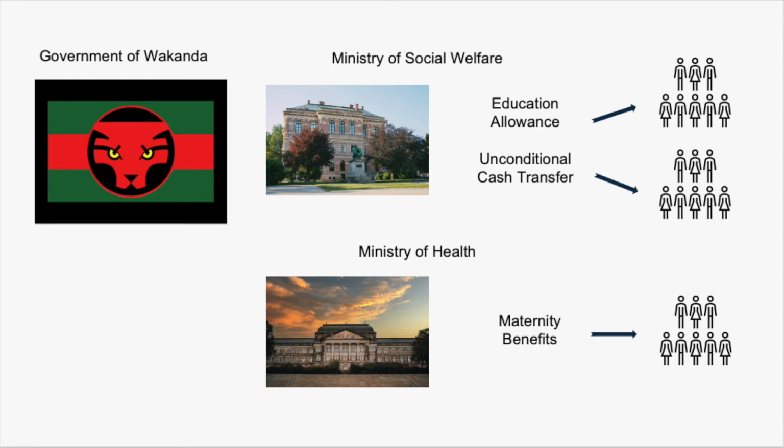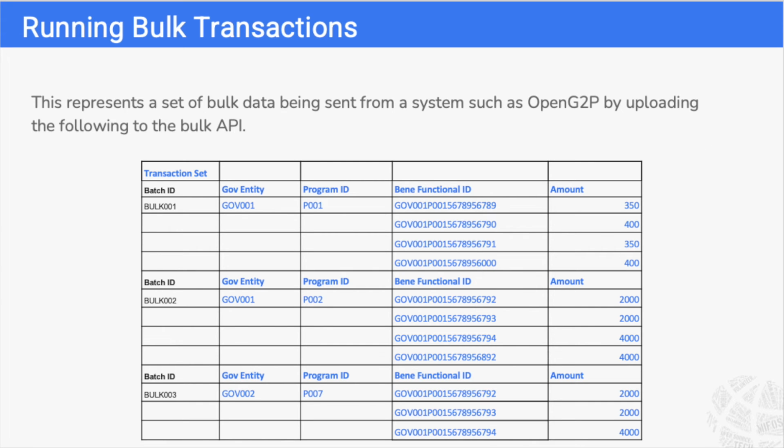When the government of Wakanda needs to make a payment to beneficiaries in its program, the government system will send a bulk list of transactions to the bulk API of the payment building block. Here is the set of transactions we will process. You can see it is just passing beneficiary details rather than financial account details.